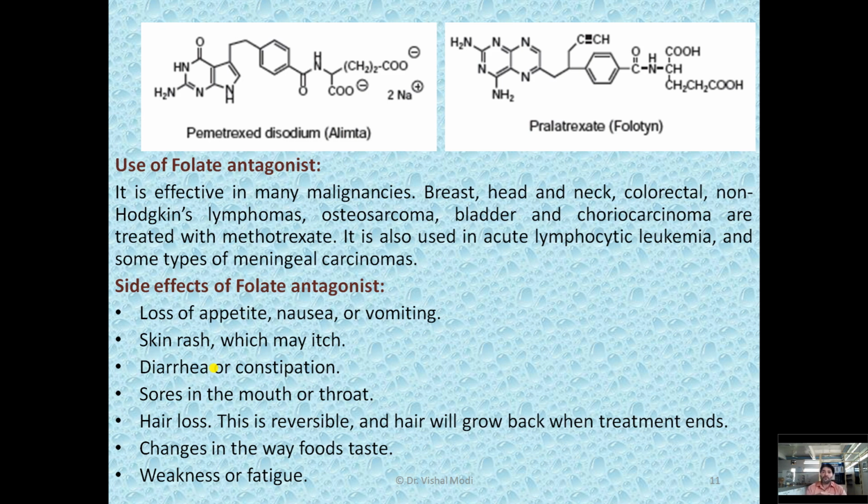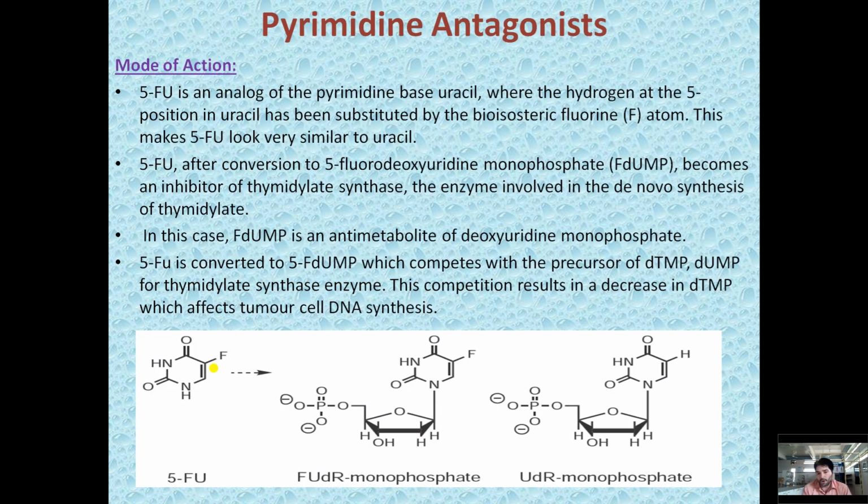Now, side effects of folate antagonists: they cause loss of appetite, nausea or vomiting, skin rash which may itch, diarrhea or constipation, sores in the mouth or throat, and hair loss. This is reversible and hair will grow back when treatment ends. There may also be a change in the way food tastes, and weakness or fatigue. Now, we are going to discuss the pyrimidine antagonists.